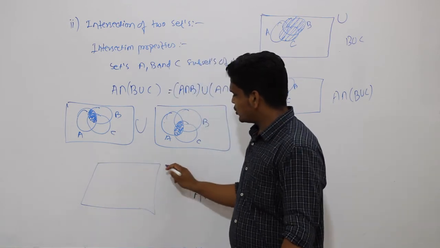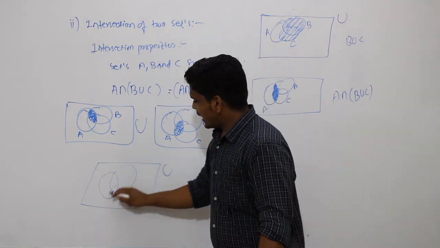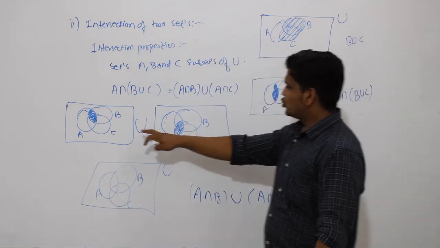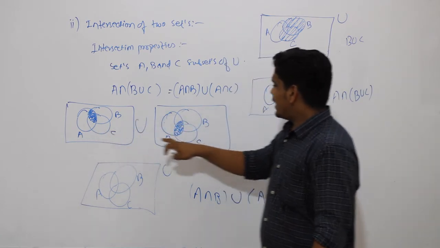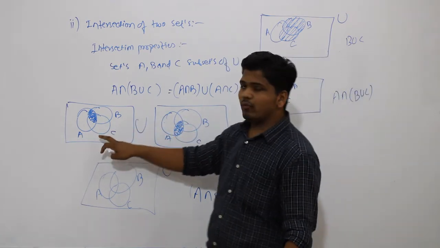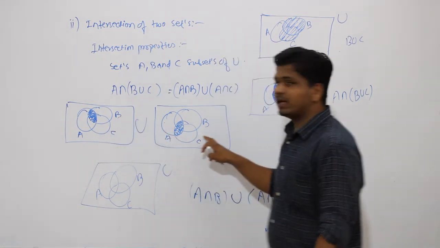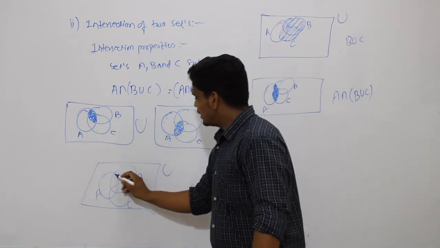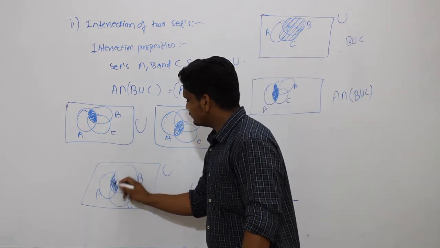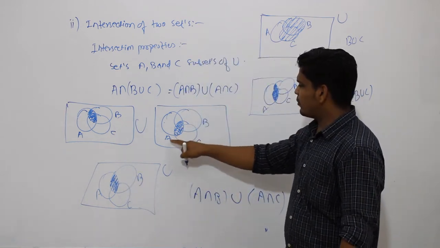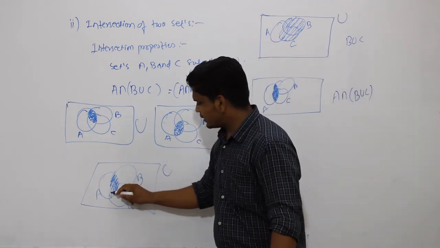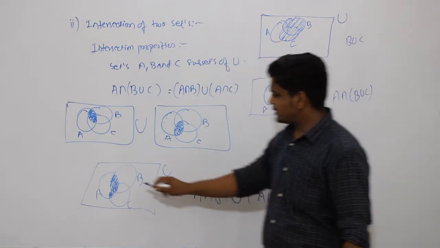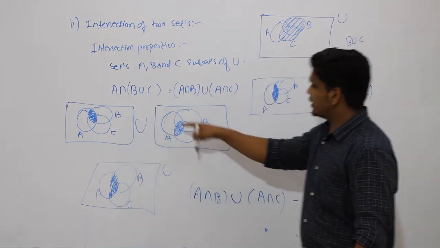Now suppose this is my U, A, B and this is my C. Now I will consider the union of A intersection C and A intersection B. Here it is A intersection B and here it is A intersection C. Now I will take the union of them. Means I will take elements of A intersection B, also elements of A intersection C. But we know we will not consider elements that are common twice. Means this has become your (A intersection B) union (A intersection C).